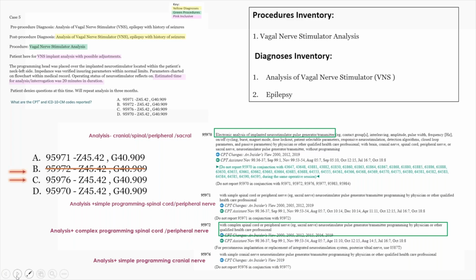Let's look into option C. 95976 is coding for analysis plus simple programming of a cranial nerve. Well, the location in our scenario is correct. It is in the cranial nerve, but we are not having any simple programming. We are just doing the analysis alone. So that will also eliminate option C.